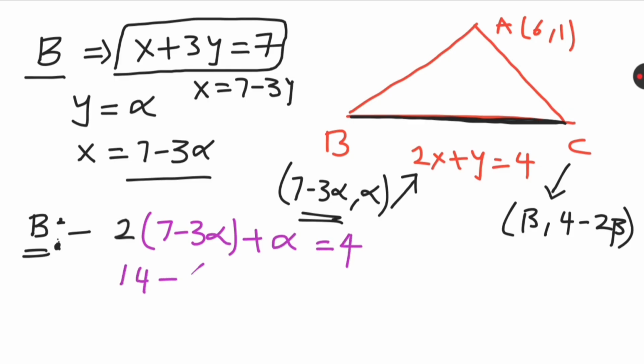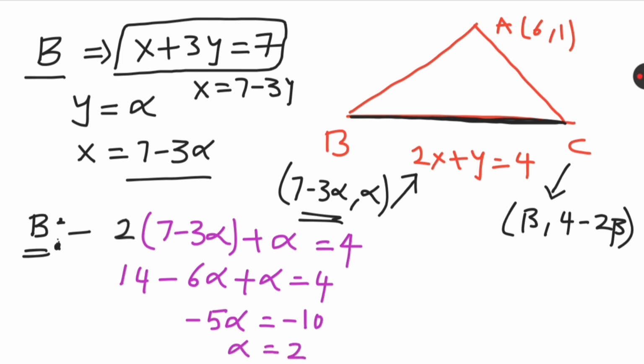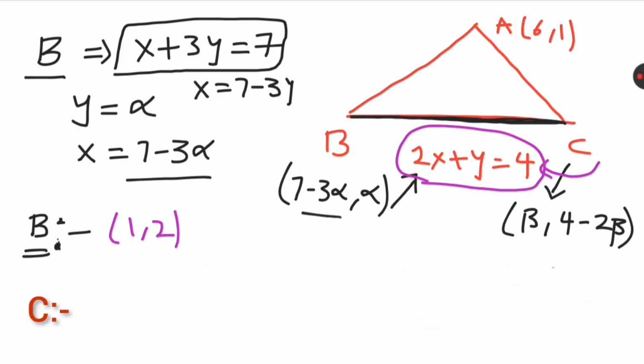After opening the bracket, we are going to get alpha equal to 2. So if alpha is 2, then 7 minus 3 alpha is going to be 7 minus 6, which is 1. So the B point is 1 comma 2. What do we have to do to find the C point? Now observe the given question.